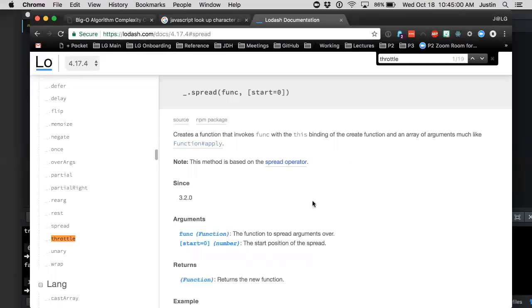Yeah. So maybe we'll do live coding of redoing a Lodash function.